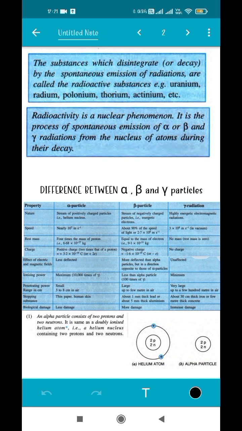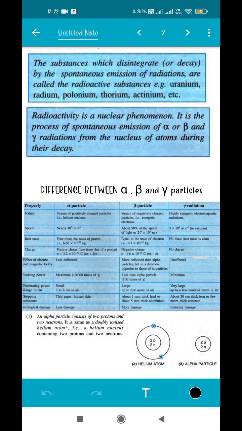So the substances which disintegrate or decay are just releasing certain particles. They are not decaying like an organic substance by bacteria. This doesn't happen. Substances which disintegrate by the spontaneous emission of radiations are called radioactive substances. So from these substances, certain radiations or rays are coming out. These rays are actually composed of certain particles and they do not require any external heating or any external pressure. So these types of substances are known as radioactive substances.